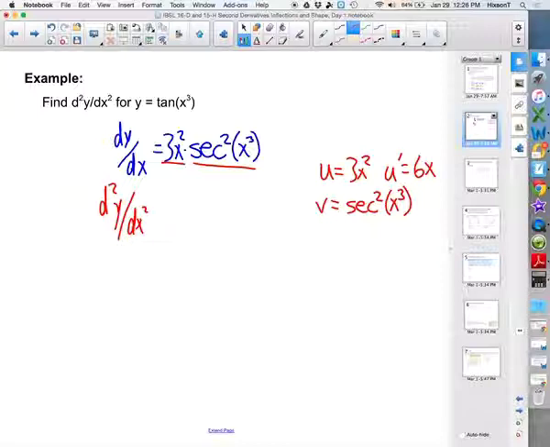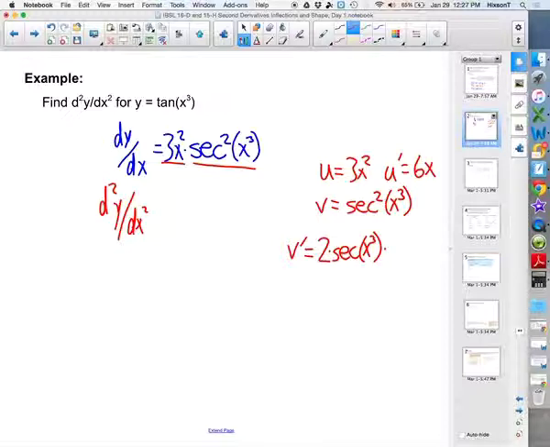What's the outermost function here? Something squared, right? So when I'm doing v prime, the derivative of something squared is 2 times that thing to the first power. The outermost function is something squared. What's the next function inside? The secant. The squared is on the outside, then the secant, and the x cubed is on the inside of the secant.